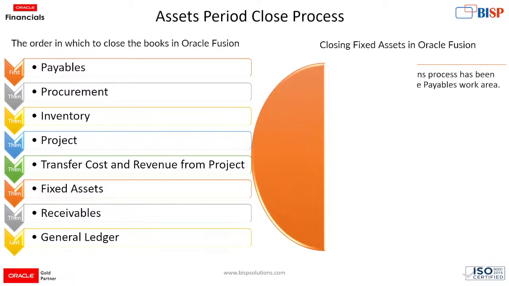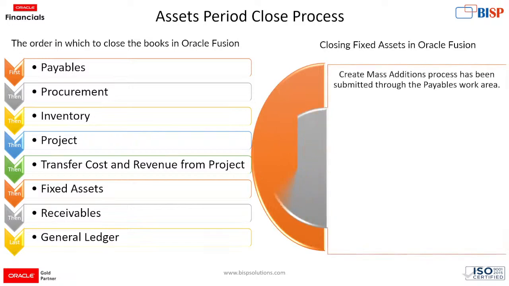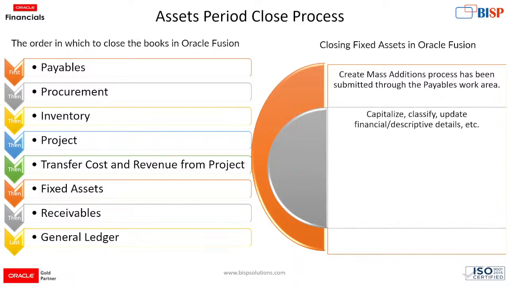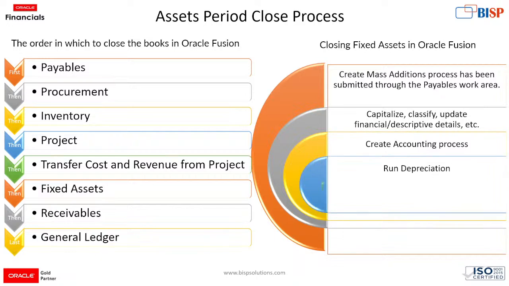So, closing of fixed assets in Oracle Fusion. The process of closing the fixed asset module every month should be simple and easy. Once a period has been closed, it can't be reopened. This can be beneficial or detrimental depending on how well your team manages to track assets each month. To ensure that the module is closed correctly, there are a few steps to follow.